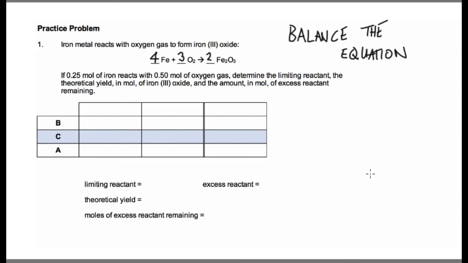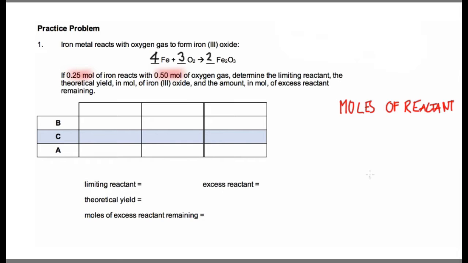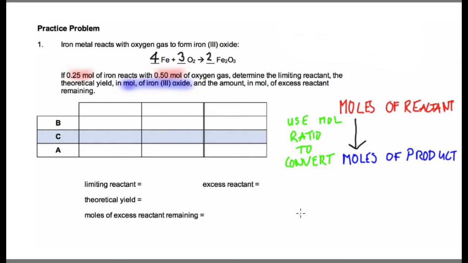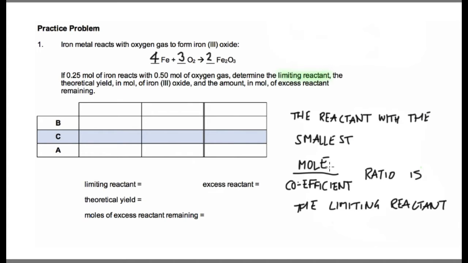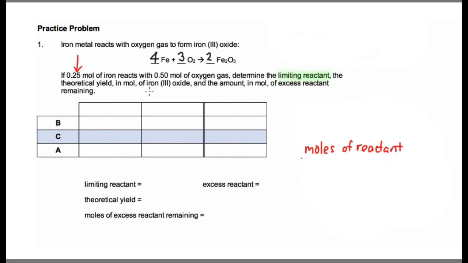First we'll balance the equation. So what do we need to do? We're going to convert the moles of reactant to moles of product, and we'd use a molar ratio to convert that. The reactant with the smallest mole coefficient ratio is the limiting reactant. So let's find out which one of these has the smallest mole coefficient. Do that by mole divided by the coefficient. So we've got the moles of the iron here, and we're dividing by the coefficient.